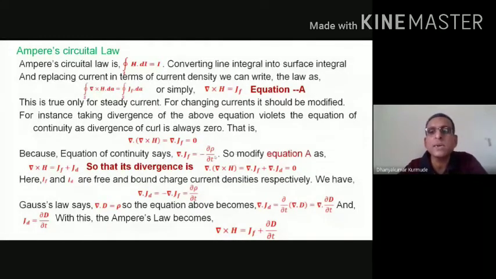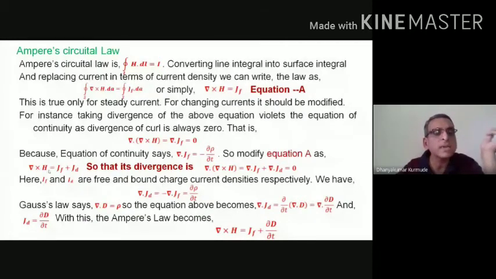So let us modify the equation A as del cross H is equal to JF plus JD. Here F stands for free charges and D stands for bound charges: current density due to free charges and current density due to bound charges. So let us write curl H is equal to JF plus JD. We have modified the equation A because it was violating the equation of continuity.